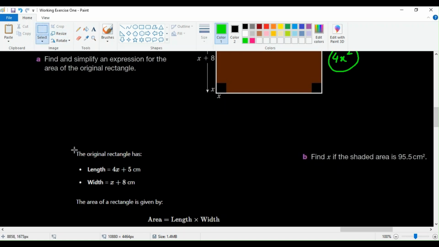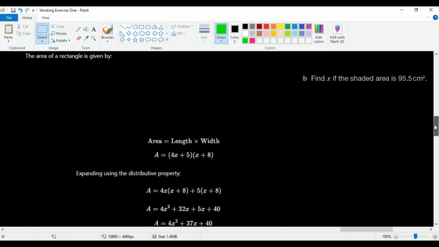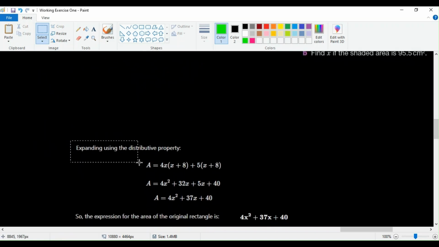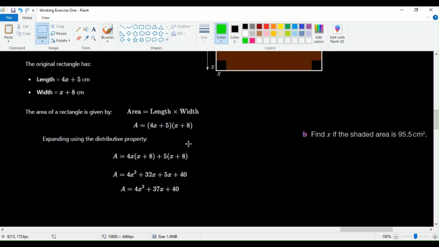So what it says is that the original rectangle is 4x plus 5 and the width is x plus 8. Once we multiply these two, we are going to get 4x plus 5 times x plus 8. Once we expand this, 4x is multiplied by x plus 8 first, and then plus 5 is going to multiply with the same thing, x plus 8, like we have done before. Once we simplify this, we come up to this one. This is the area of the rectangle given to us.